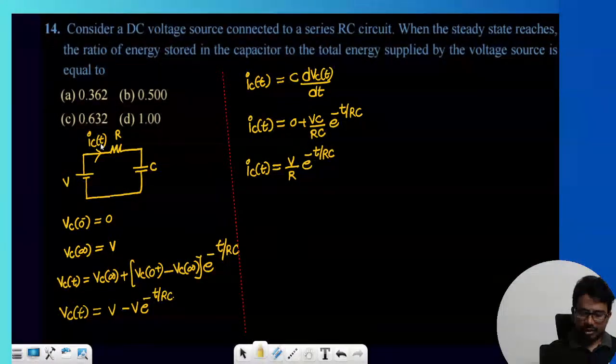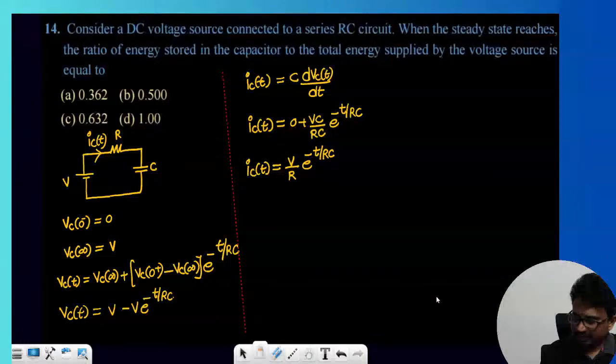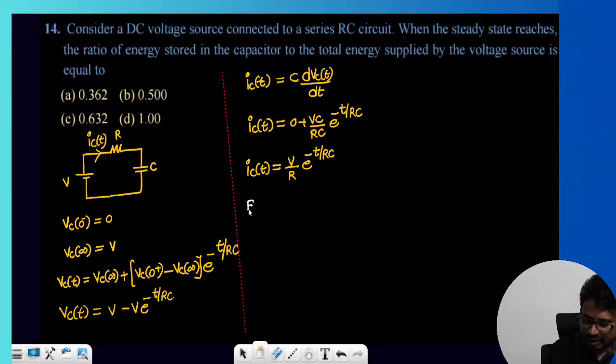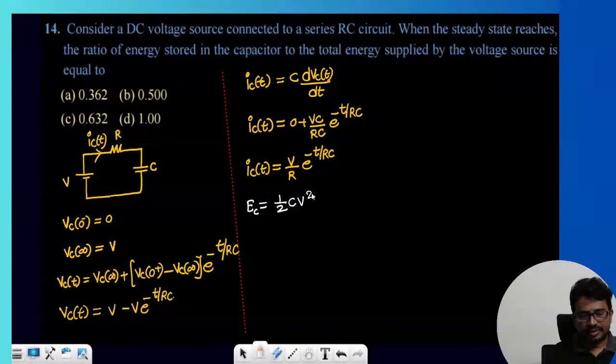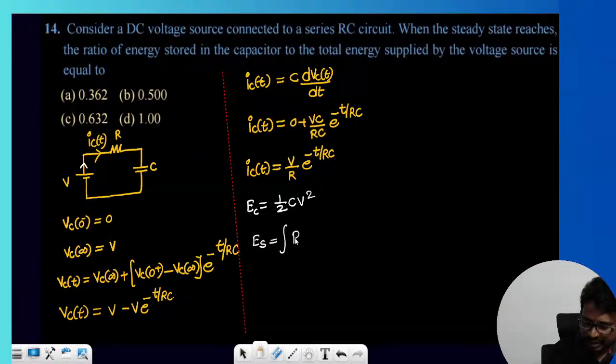Now we'll find the energy. Tell me, what is the energy across the capacitor? The capacitor energy is equal to 1 by 2 CV square. This is the energy stored by the capacitor. Now let's see how much energy is supplied by the source. The energy supplied by the source will be given as the integration of power.